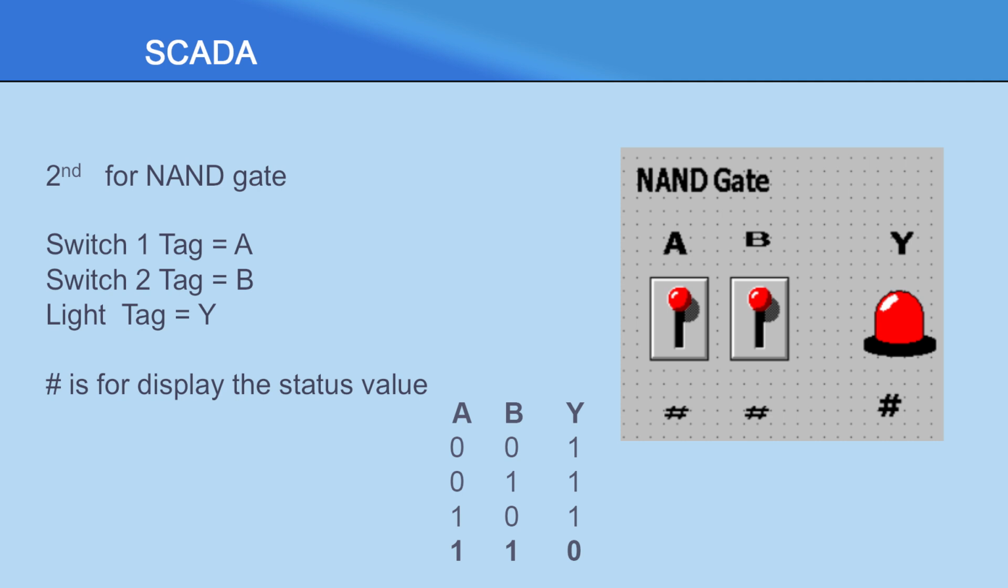Got it? What is the different condition? When both inputs are high, output is 0, else for the rest of the other cases, for 0 0, 0 1, 1 0, output is high. So what will we write in the expression? If A is 1, B is 1, then output lamp Y is equal to 0, else Y equal to 1, end if. So when 1 1, output is 0, else output will be 1.